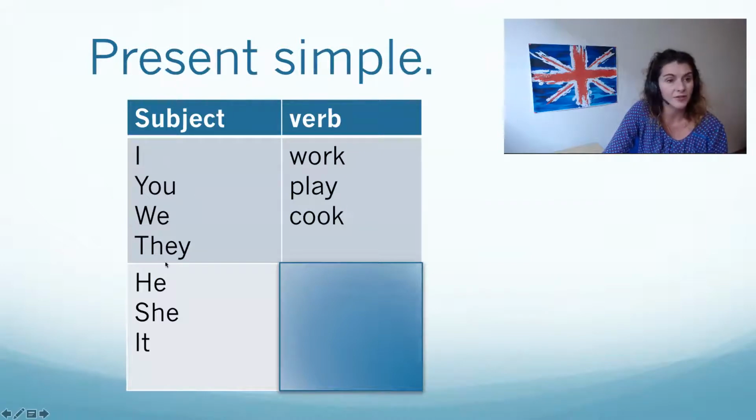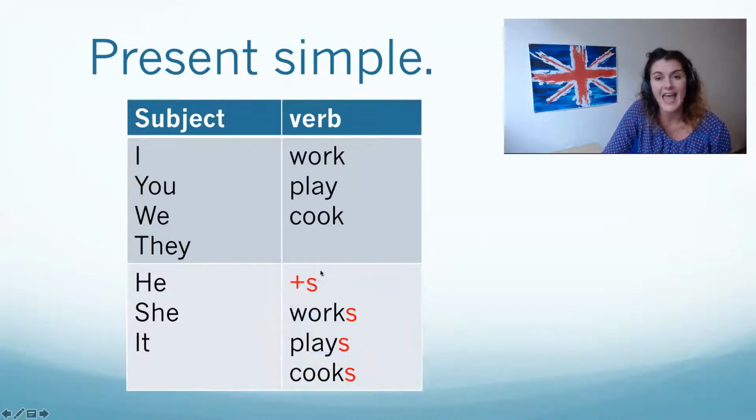Okay, let's have a little look at how the verb is formed. Here I have subjects. I, you, we, and they. With these subjects in the present simple, the verb is kept in its infinitive form. I work, you play, we cook, they work. But when we are using the subjects he, she, or it, we add an S to the infinitive form of the verb. He works, she plays, it cooks.